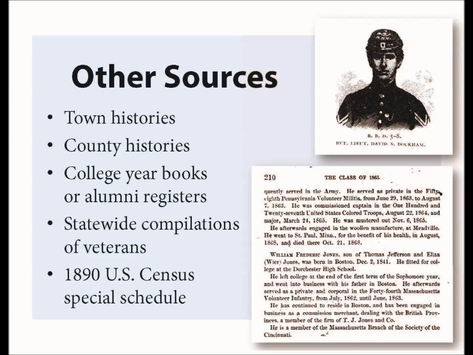County histories are also good for the same thing. Your ancestor may have been in college at the time of the war, so try his college yearbook or alumni registers. As this one here from the class of 1863 from Harvard University, we find out the life of William Frederick Jones, who his parents were, when he was born, that he left college at the first term of his sophomore year and went into business with his father, but then ultimately went with the 44th Massachusetts in 1862 and served until June of 1863.